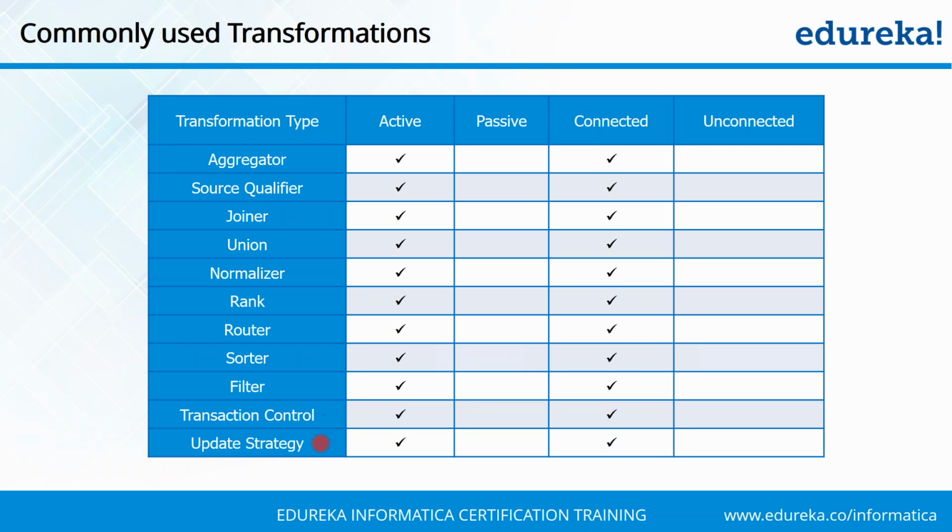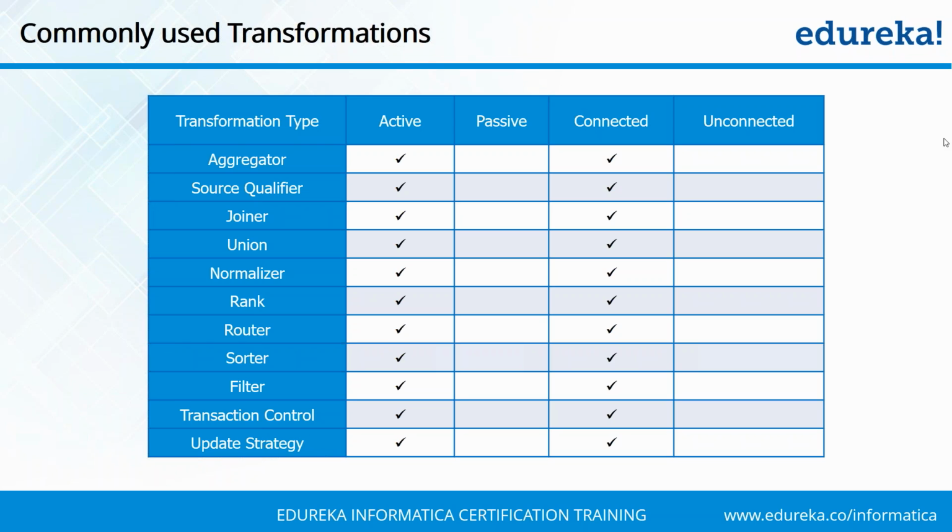Finally, in this list we have the update strategy transformation. Now the update strategy transformation sets a flag across each row that helps the integration service understand if the row has to be either inserted, deleted, updated or rejected while it's processing it. Are we clear on these 11 transformations?